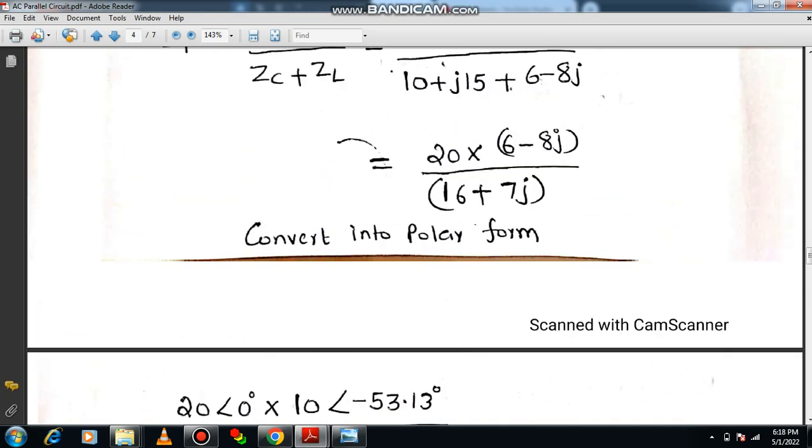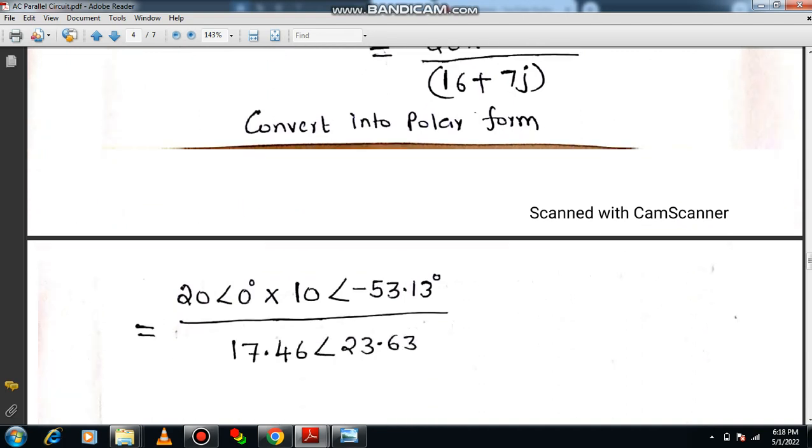Denominator you can see 16 plus 7J. How to convert? Same manner, shift plus Pol 16 comma 7. Otherwise you have to use the manual method. How to use the manual method? First of all, you have to calculate the magnitude. R is equal to square root of A square plus B square. Theta is equal to tan inverse of B by A. Anything is fine. Please refer my previous video, I have explained very clearly. So you have to convert into polar.